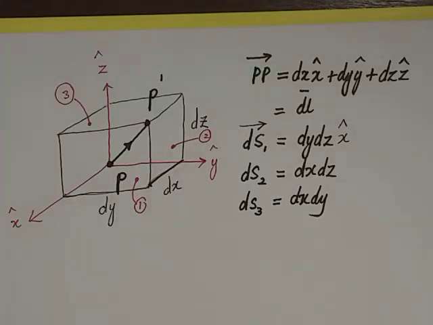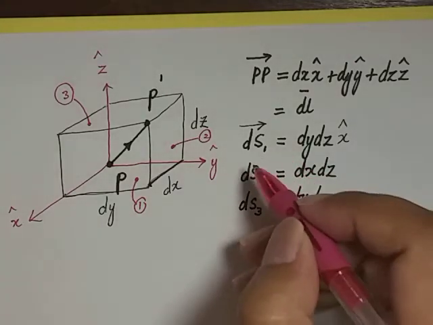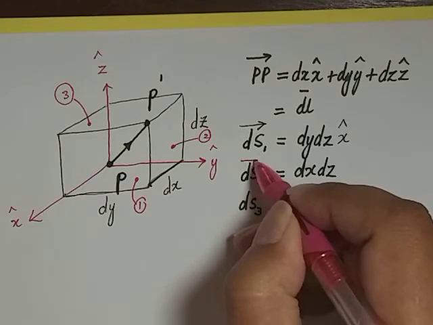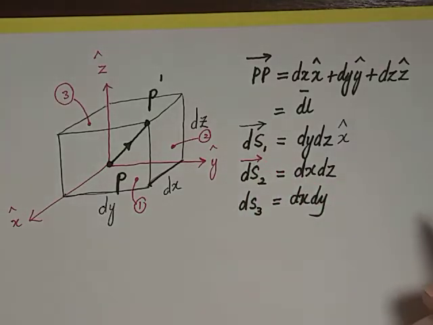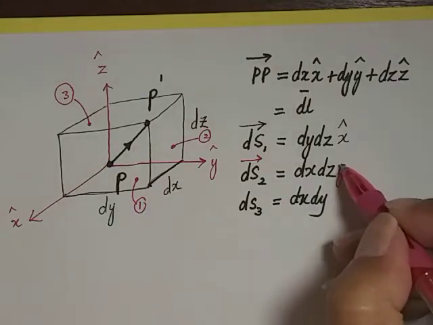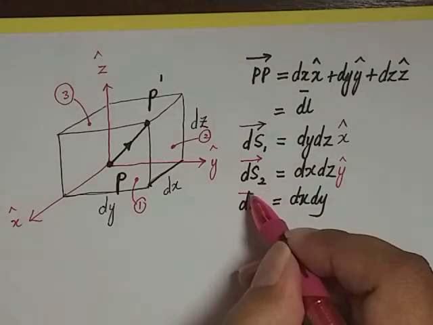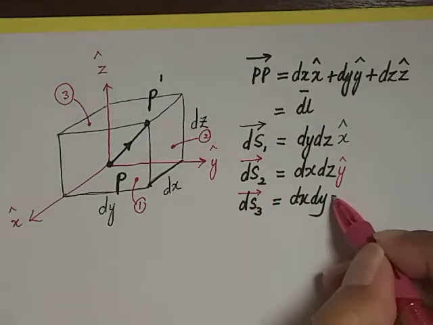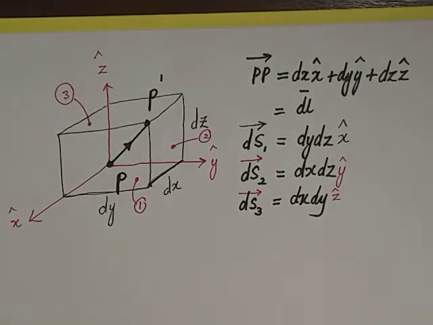Okay, for ds number 2, I'm sure by now you can see the logic here. So for ds number 2, the direction should be y. ds number 3 is going to be z. So that's how we represent surface vector.